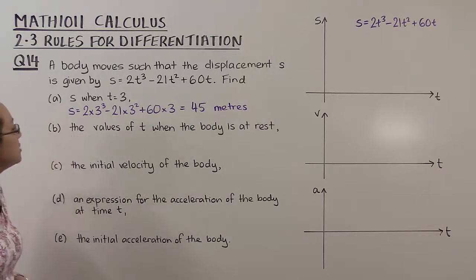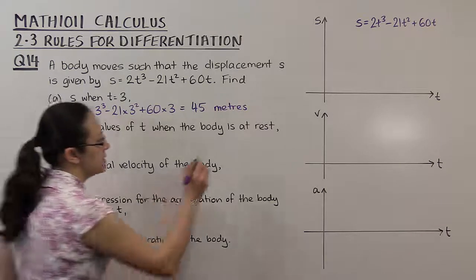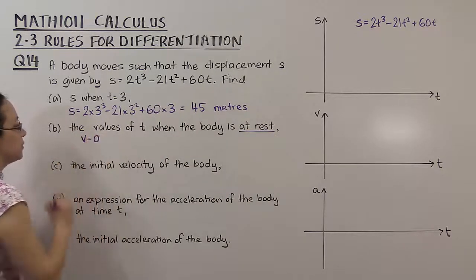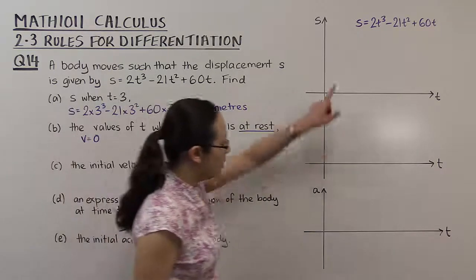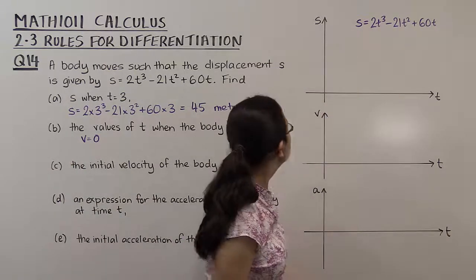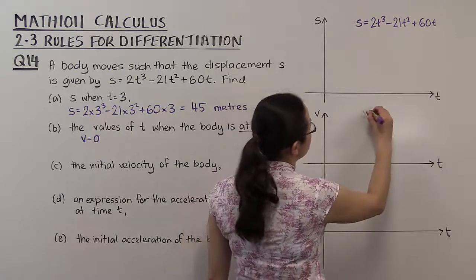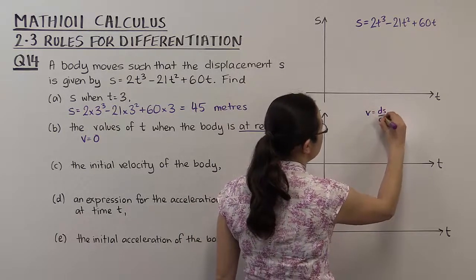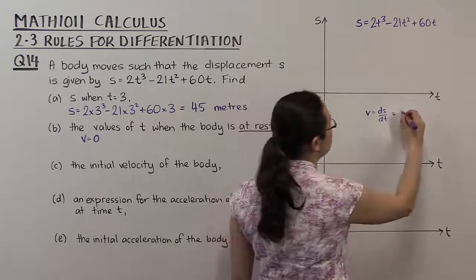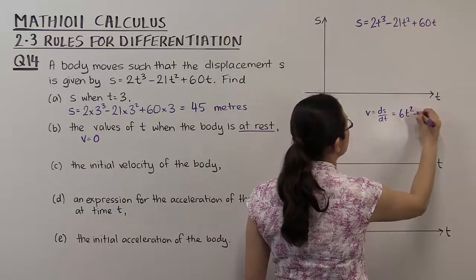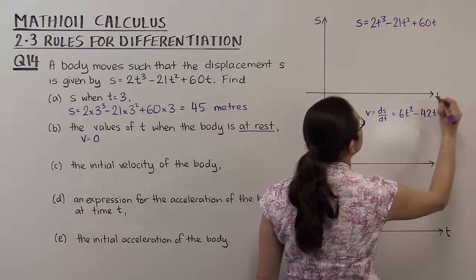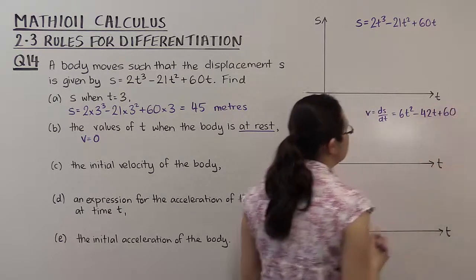The second question says find the values of t when the body's at rest. At rest means v equals 0. So we want the velocity as 0. So over here I'm going to draw the graphs towards the end, but my displacement equation I've written up here, if we want the equation for the velocity, that's the derivative with respect to time of this displacement equation. So 2t cubed differentiates to 6t squared, minus 21t squared differentiates to 42t, plus 60t differentiates to 60.